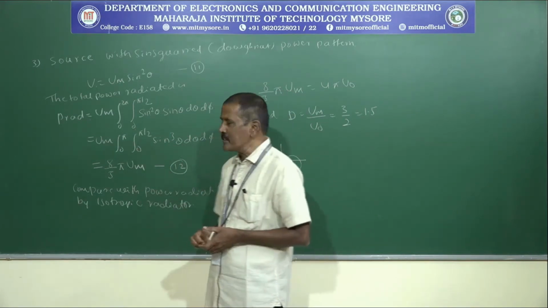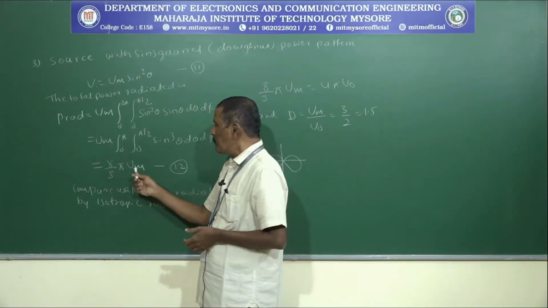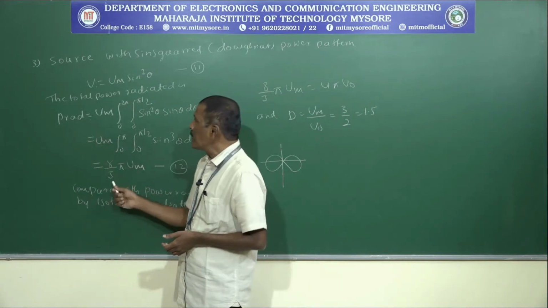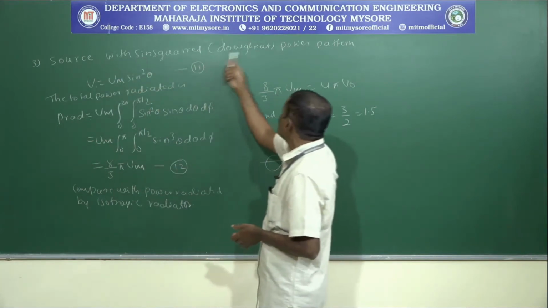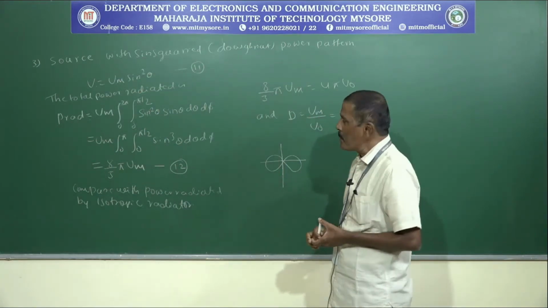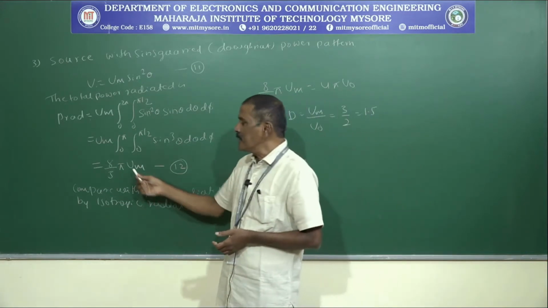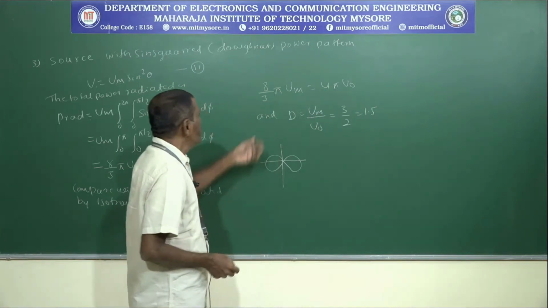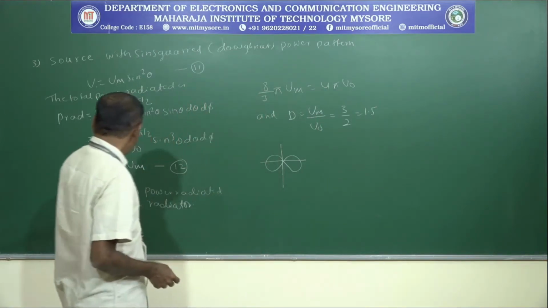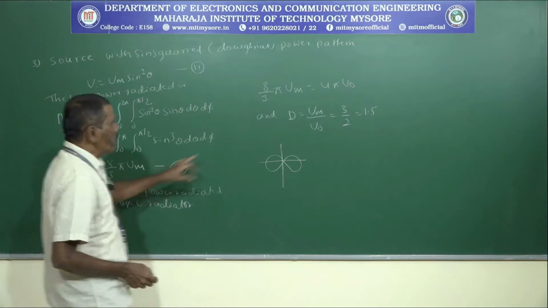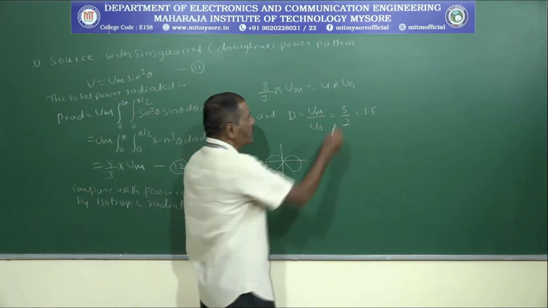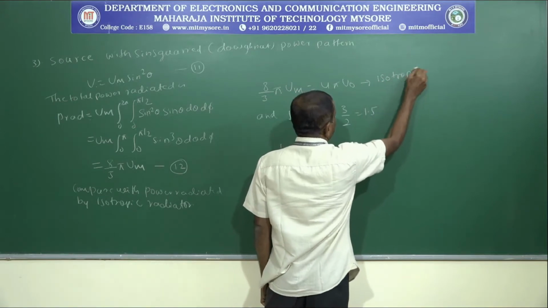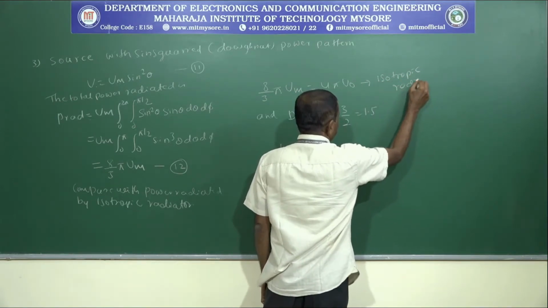If you integrate this equation, then you will get 8 by 3 pi into Um. Now, so this is the power radiated by a source with sine squared power pattern. Now compare this power with power radiated by the isotropic radiator, that is 8 by 3 pi Um equal to 4 pi u naught, and this is the power radiated by isotropic radiator.